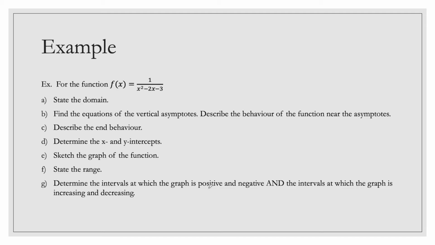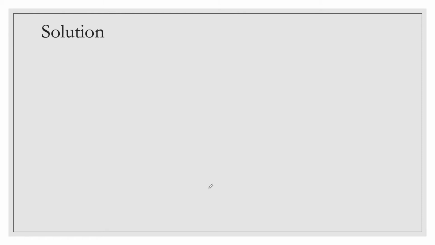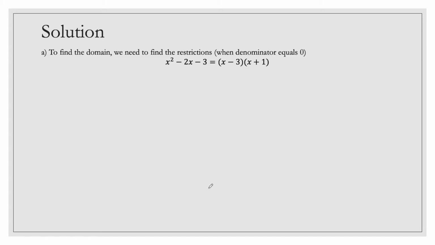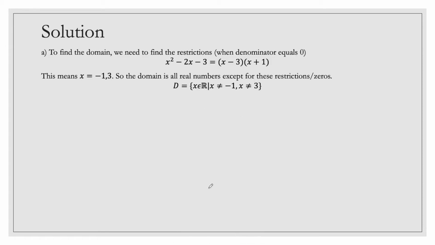So we have a lot to do, but let's just start with the easy parts. Let's find the domain. To find the domain, we need to find out where the restrictions are, and this is when the denominator is equal to 0. So we make the quadratic in the denominator equal to 0, and then we factor in order to solve. When we make each binomial equal to 0, we find that the two solutions are -1 and 3. That means that the domain is all real numbers except for these restrictions or zeros.